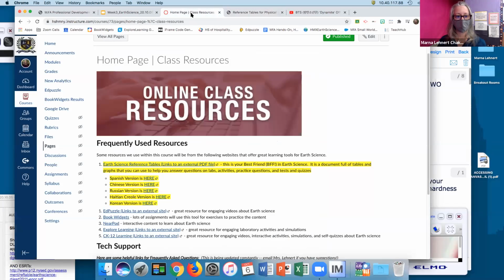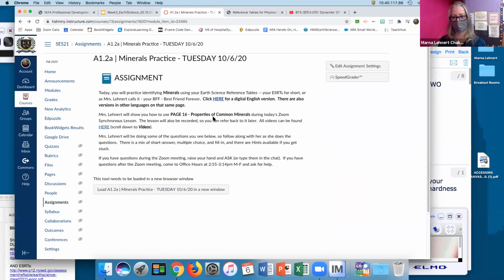If we click back to our Canvas page. Oh, by the way, there are lots of different versions you saw there, right? If you want to see the Spanish version, or there's Chinese, there's a Korean version of the reference tables, right? So they're all linked there on that page. Mrs. Lehnert will show you how to use the page. I did that already. I recorded it.